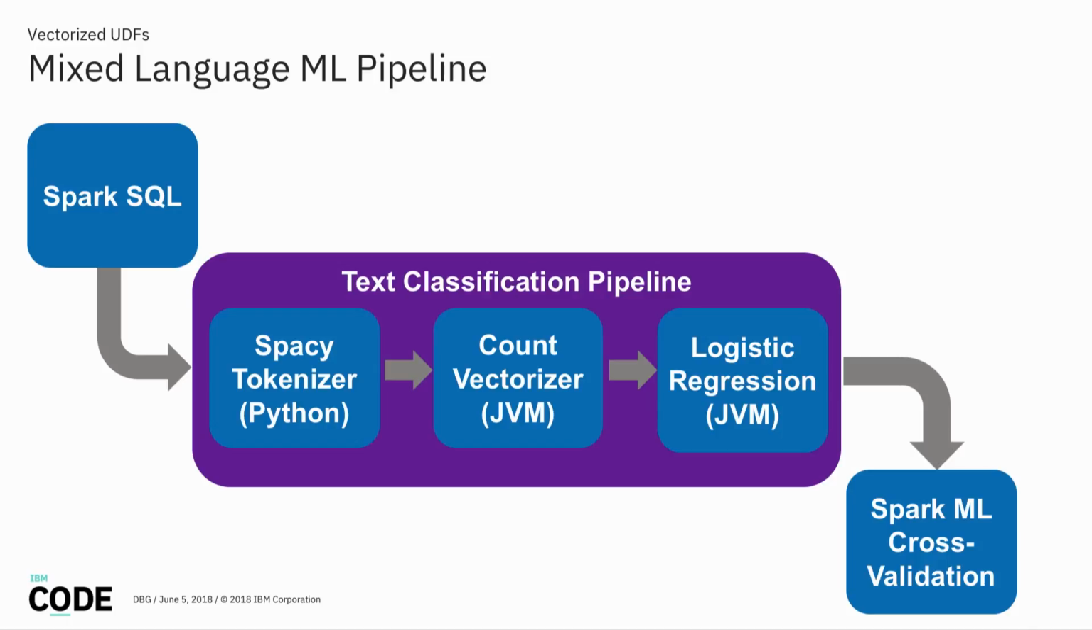So doing that, we can then build our text classification pipeline and connect that with the rest of Spark. So we can feed it with Spark SQL and get the output, get our pipeline model and tune it with the existing Spark cross-validation.